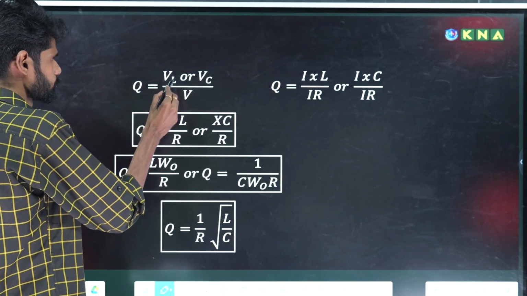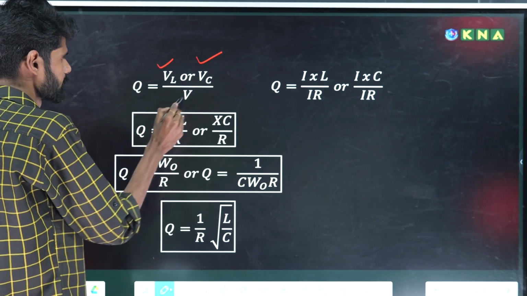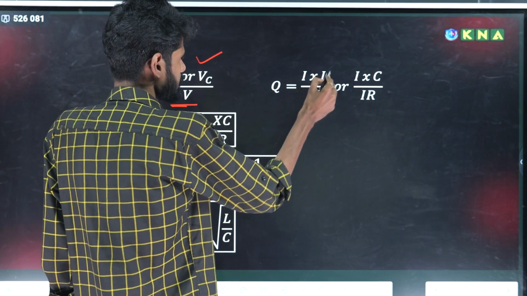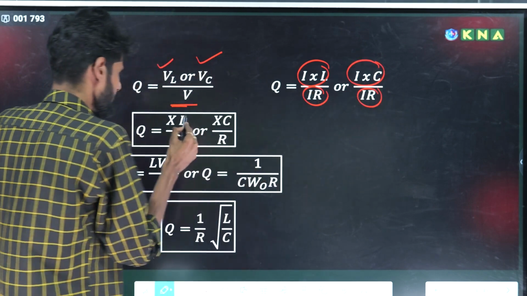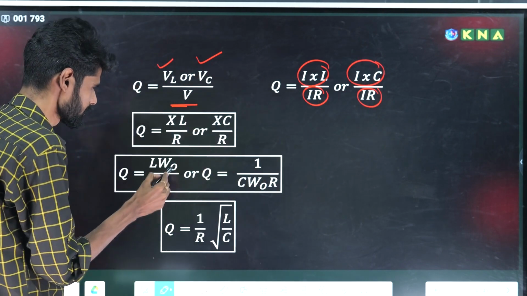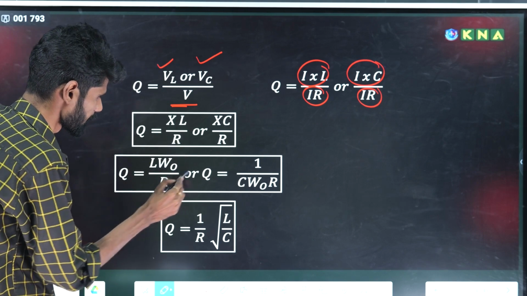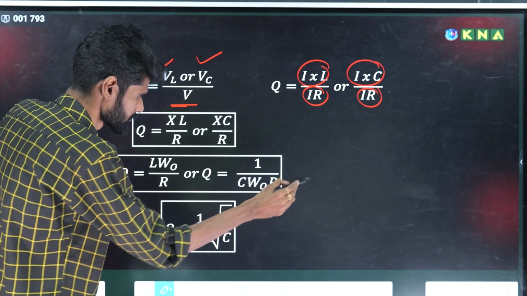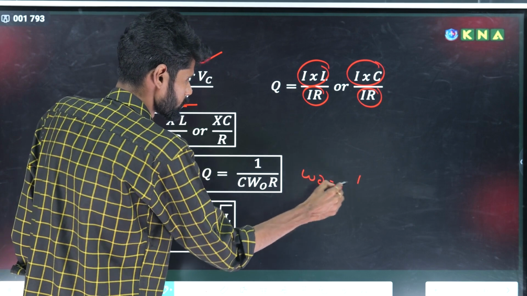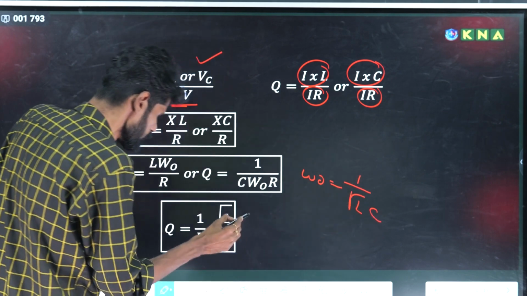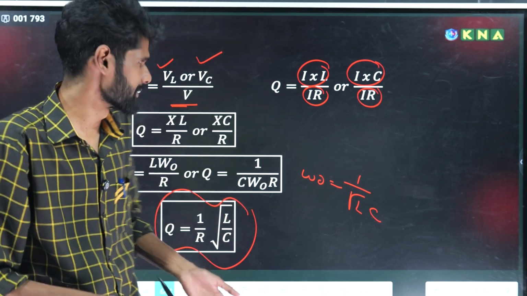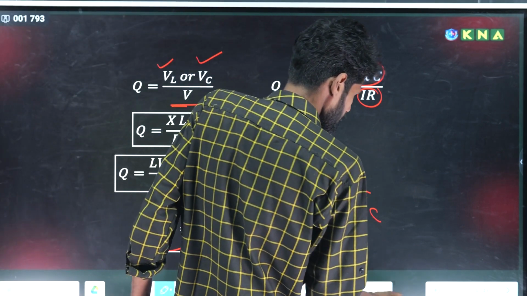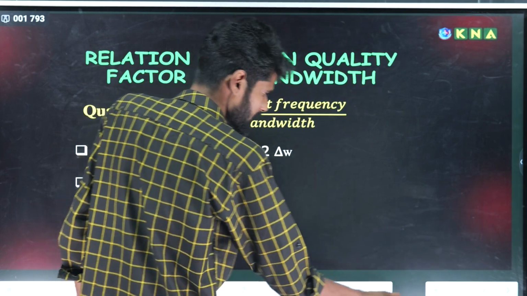Quality factor is the voltage across the inductor or capacitor divided by the applied voltage. That is IXL by IR, since the applied voltage is I into R, or IXC divided by IR. So XL by R or XC by R, that is L omega 0 by R or 1 by C omega 0 by R. Substituting omega naught equal to 1 by root of LC, you get the quality factor equal to 1 by R into root of L by C. That quality factor determines the sharpness of the resonance.